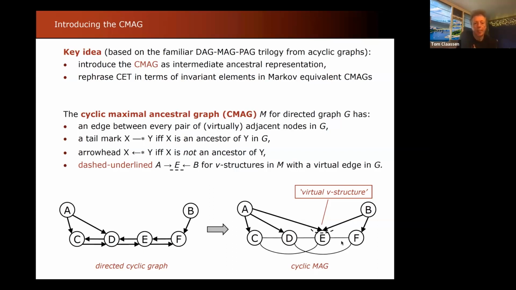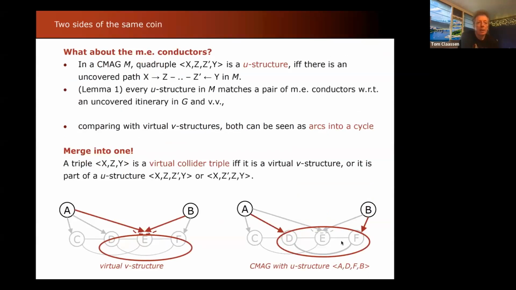Next slide, please. So this still leaves the mutually exclusive conductors. But for that, we show that in the CMAG, they take the form of what we now call a U structure. This is something where we are only interested in the first and the last edge in the CMAG, connected by undirected edges. And we show in the paper that every U structure defined in this way in the CMAG matches a pair of mutually exclusive conductors in the original graph and vice versa.